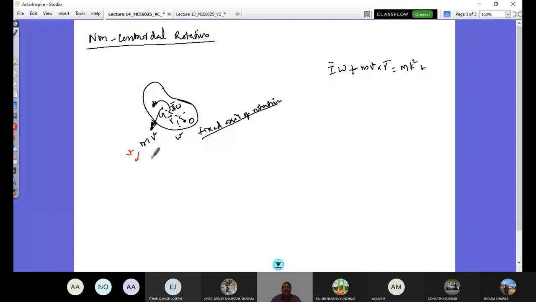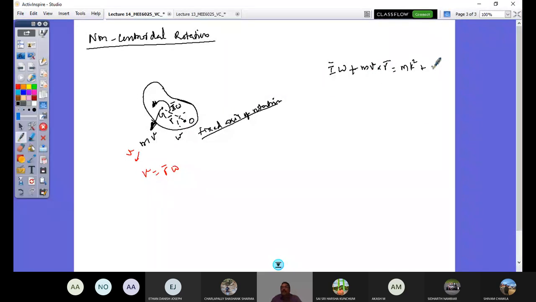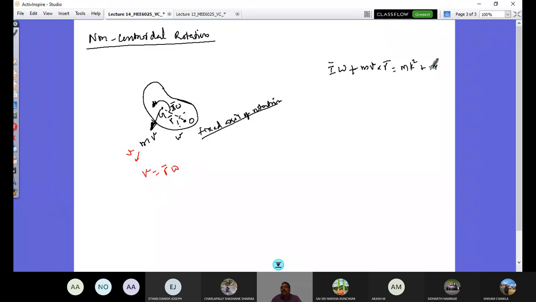How can I write this v? What is the relationship? Since it is rotating about O with angular velocity omega, r bar omega is v. So if I substitute that here, that is going to be m r bar square into omega. So now what is m r bar square?